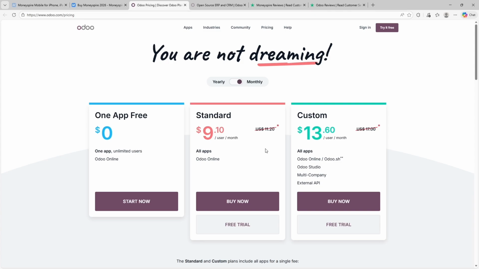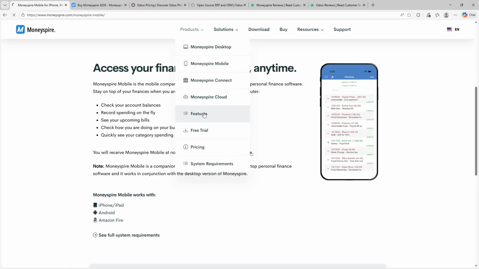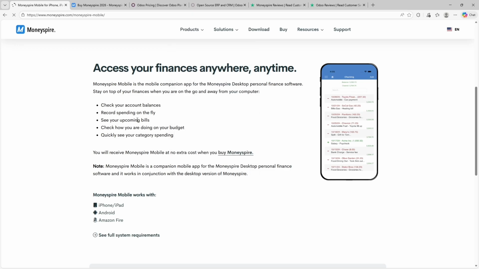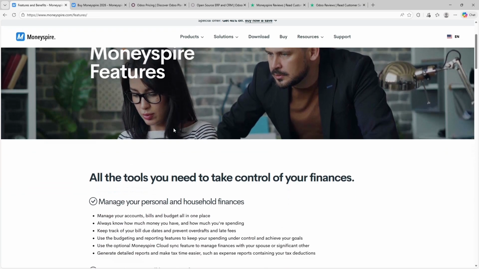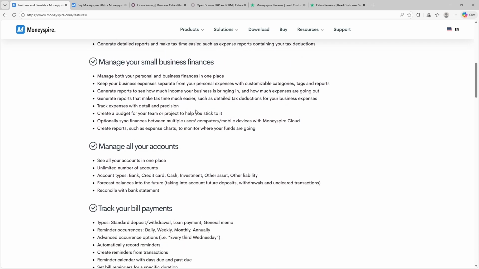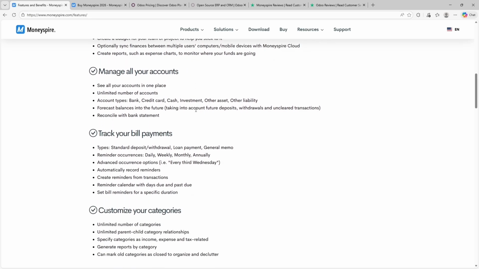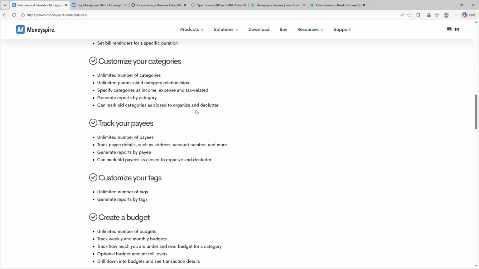Shifting into features, Moneyspire focuses on being a clean, powerful desktop accounting system that puts control directly in the user's hands. It includes full double-entry accounting, bank and credit card account management, invoicing, bill tracking, budgeting tools, financial reporting, and support for multiple currencies. You can manage income, expenses, assets, liabilities, and equity with clarity without relying on cloud connections or constant syncing. Moneyspire is especially strong for users who want to work offline, maintain local data storage, and avoid handing sensitive financial information to third-party servers.